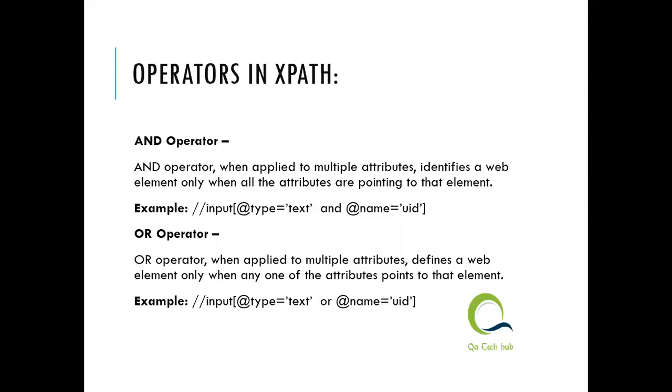First, there are two operators. One is the AND operator and the second is the OR operator. The difference between the two is that using the AND operator, you can identify elements with a combination of multiple attributes, right? So here you can see an example I have mentioned. I'll just show you it live. And the OR operator is applied when one out of multiple attributes can identify the web element. So let's see some examples.